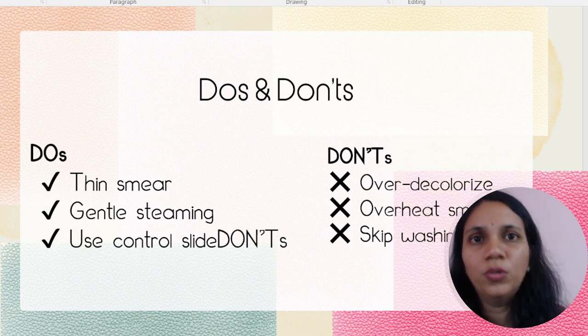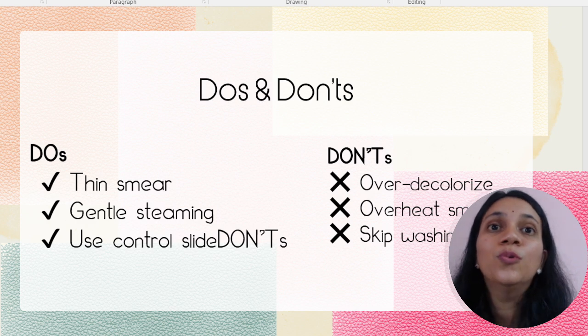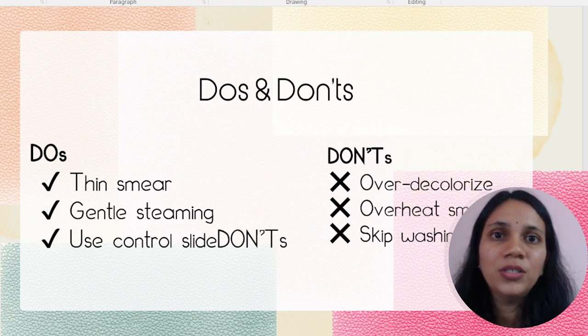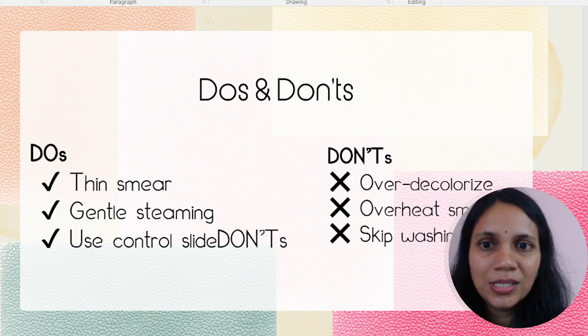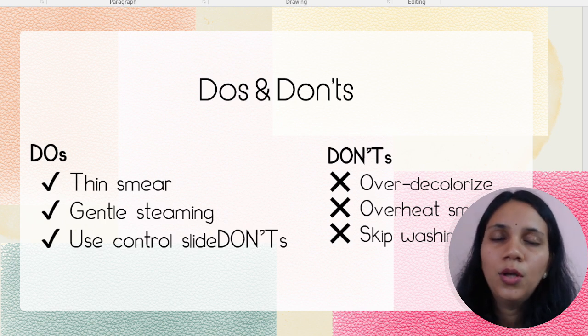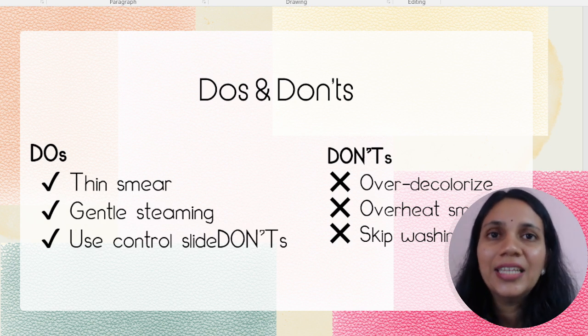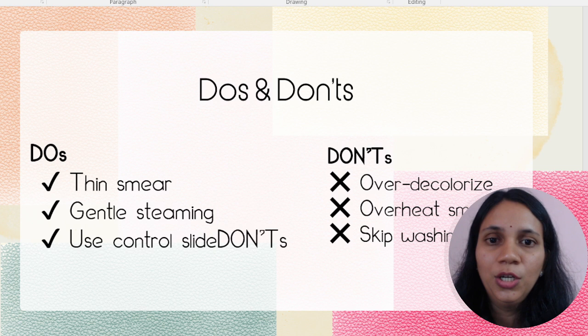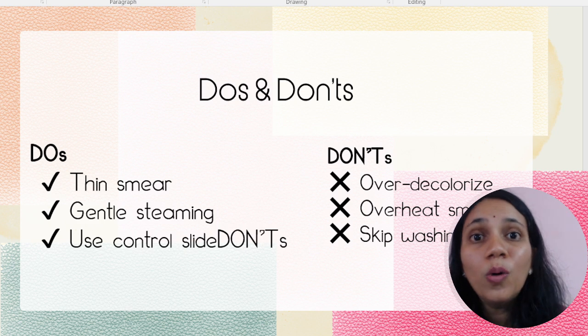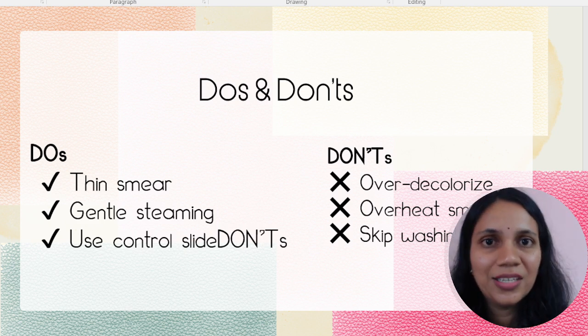Let's see what are the don'ts. So do not overuse the decolorizer, because it can give you false negative results. Then always be firm and careful while washing, because otherwise carryover stains may interfere. Then next is never overheat the smear, because it can destroy the cells and you may not get the expected results.